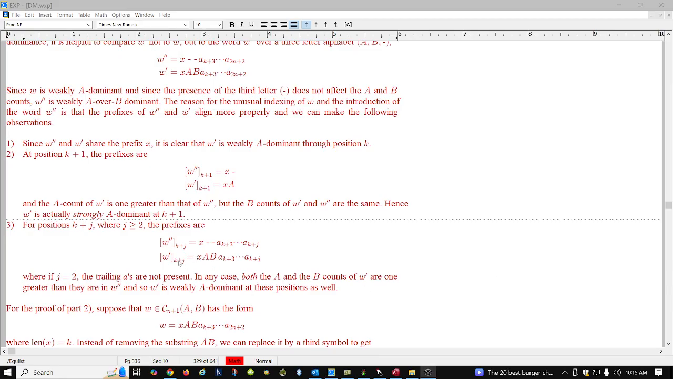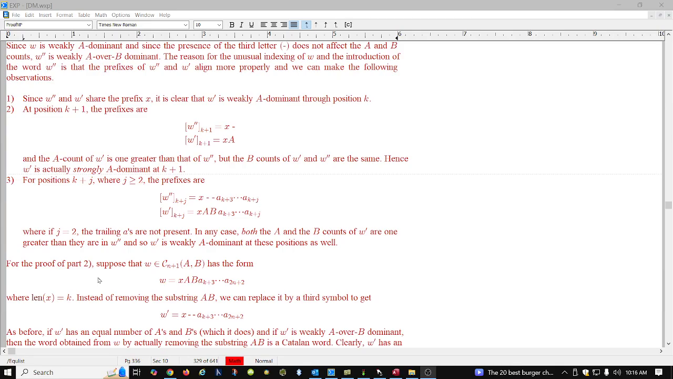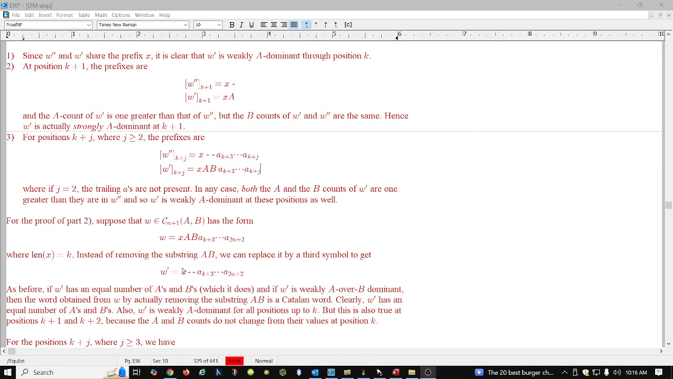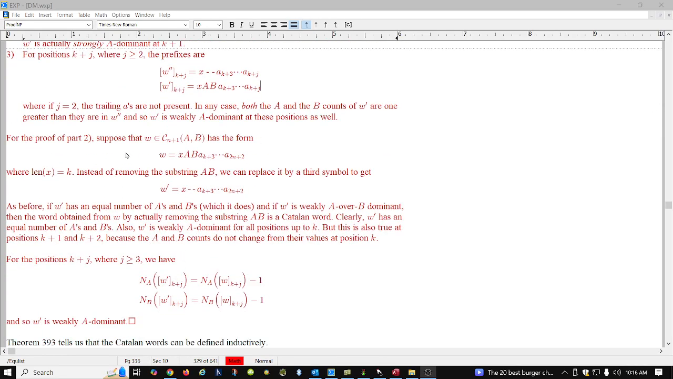So W prime is a Catalan word. Now let's look at the proof of part 2, where we are removing the string AB. The argument is analogous, really. So suppose we have a Catalan word of length 2n plus 2 over AB, and we'll write it in this form. Now the indexing makes a little more sense.